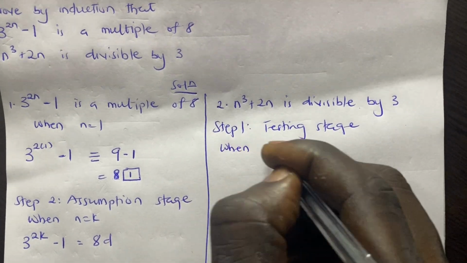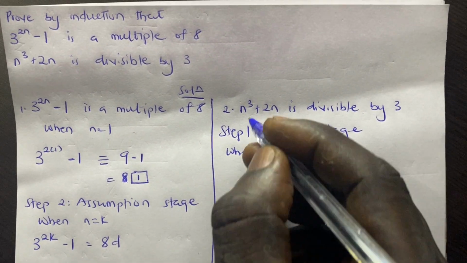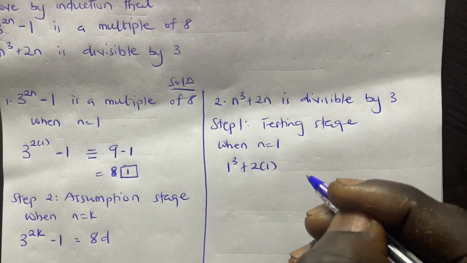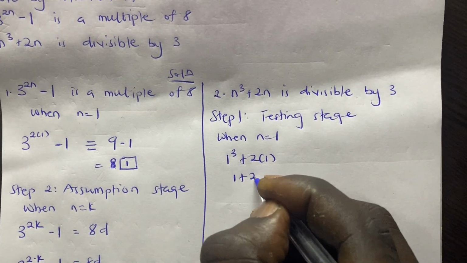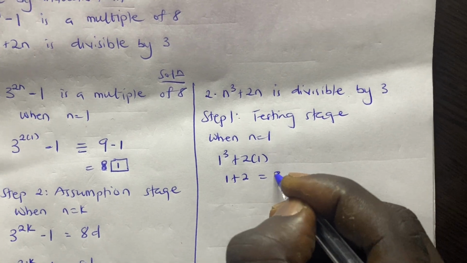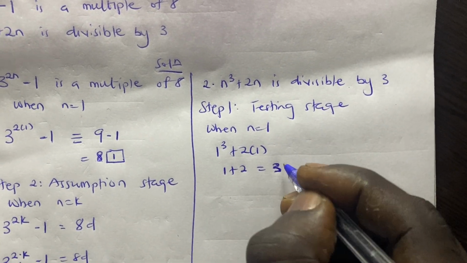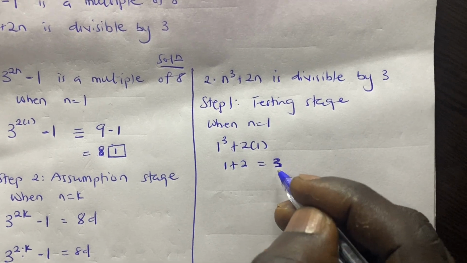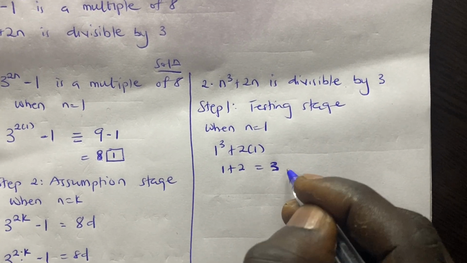So when n is equal to 1, we are going to get 1 cubed plus 2 times 1, right? And this is going to give us 1 plus 2, which is equal to 3. And like we said, when you have 3, it's the same as 3 times 1, right? So it means that yes, this is divisible by 3 because 3 goes into 3, 1 time. So this is also true.